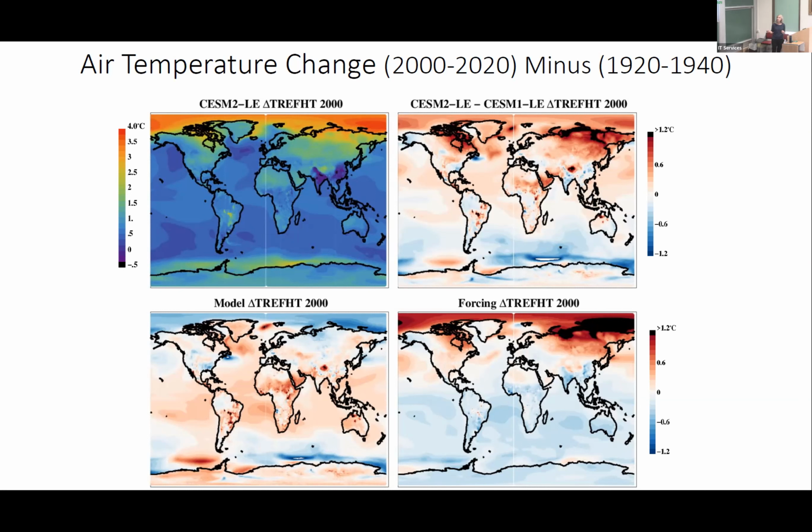The model is actually trying to counteract that. So if you attributed this difference purely to model structure, you're wrong. The model structure actually wants CESM2 to warm less.